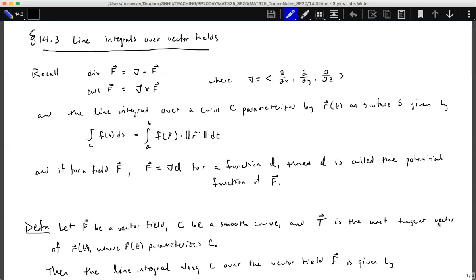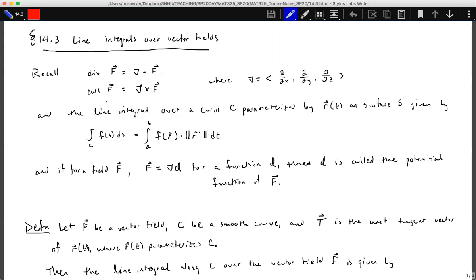Welcome to Calc 3. This is section 14.3, line integral over vector fields. So recall that the divergence of F is given by del dot F, where del is the vector of partial derivatives, partial x, partial y, partial z. Del is an operator vector.